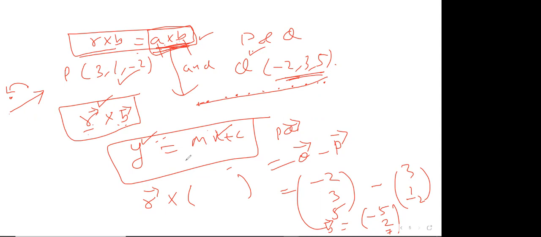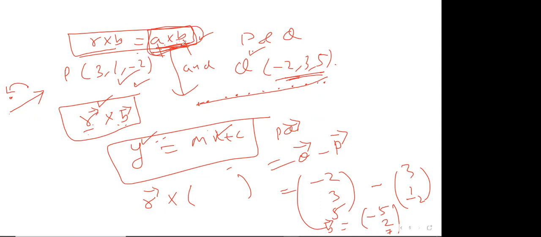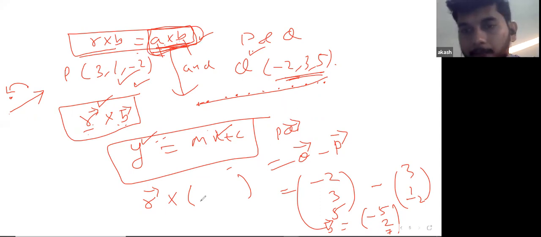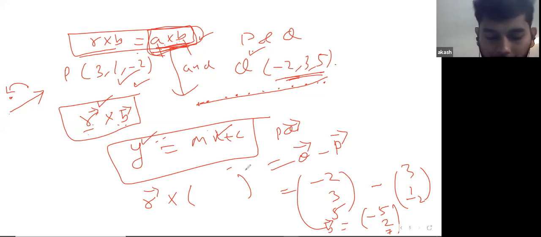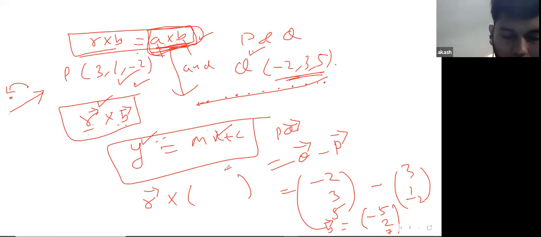A times B is 7, 1, 11. What did you take A as? As P. All right, that can be your answer. You find out the cross product, right? Yes, sir. All right. So I think you have an idea how to solve this. Do you have any doubts? No, sir. All right. So let's move forward.